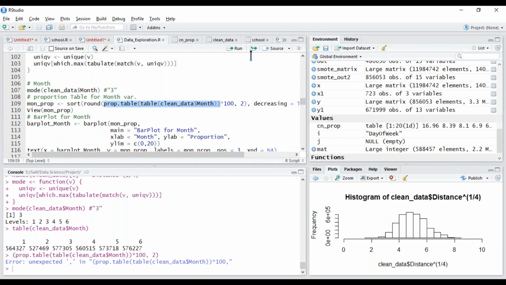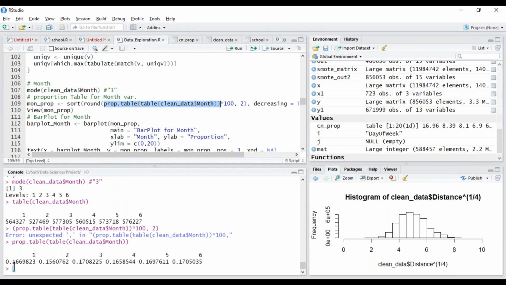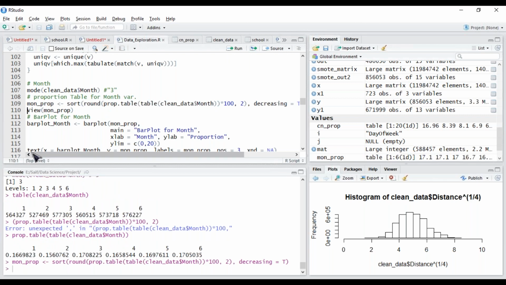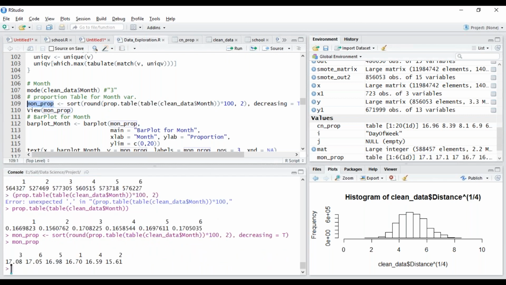Yeah, over here. Till here we need to run. So you're getting 60.166. So I'm rounding it off and sorting this. I'm saving that in mon_prop. Mon_prop is this one. So 17.08, that is your third month is occurring more number of times.